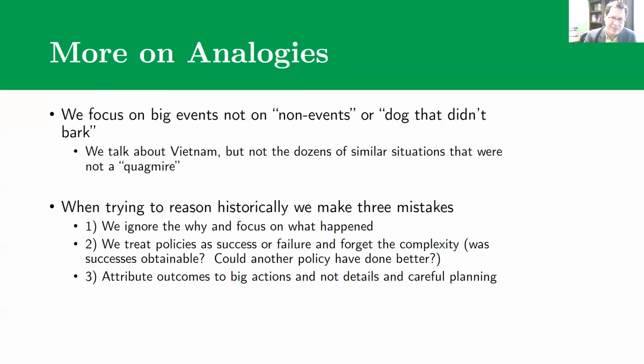Hastet, our textbook, really spends a lot of time talking about analogies. This is one of the things that Hastet really likes, and so he digs into some of the additional problems that we see with analogies. One of the things he flags is that we focus on the big events, right? We focus on the things that were cataclysmic, that loom large in our imaginations, but we miss the fact that for every cataclysmic outcome, there were maybe a dozen, maybe 24, maybe 100 similar kinds of situations that weren't cataclysmic.